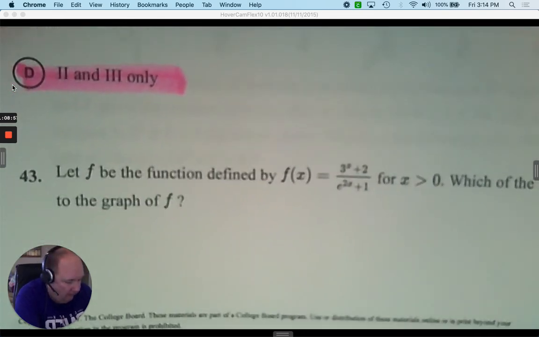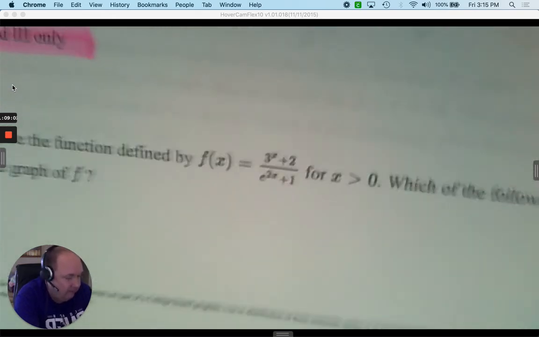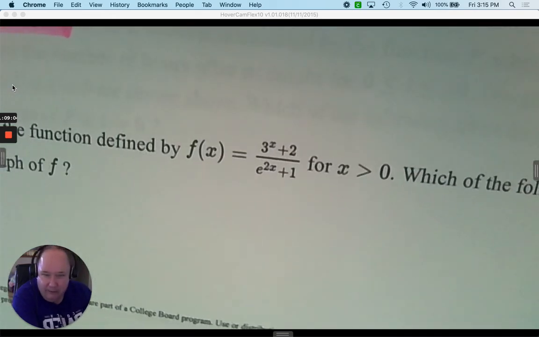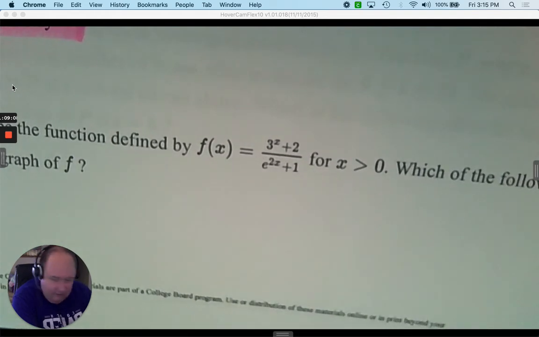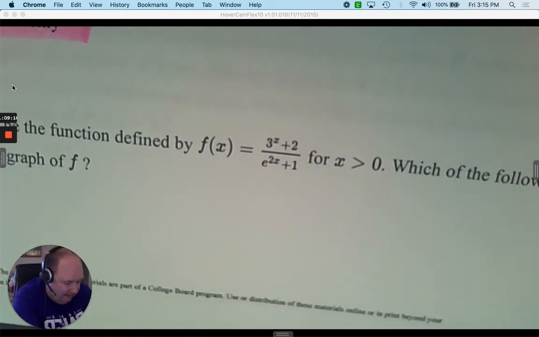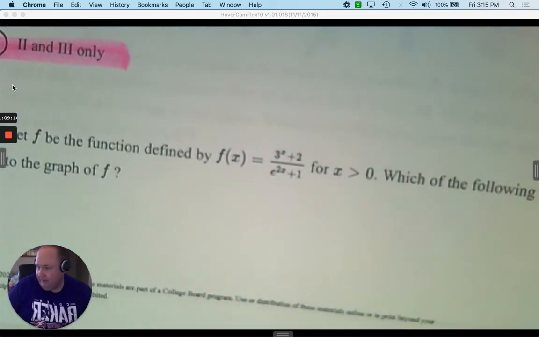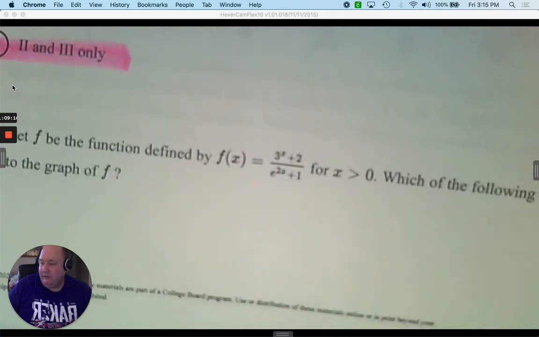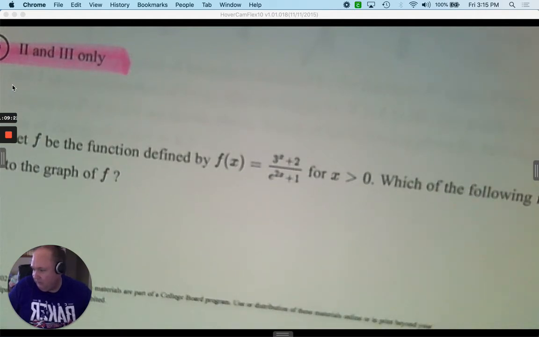Which of the following is a horizontal asymptote of the graph? So it's power term over power term. So if I look at that, I want you to notice 3 to the x and e to the 2x. Very similar power situation, right? Now 3 to the x is a little bit more powerful than e to the x, but they're very close because e is 2.7 and then 3.